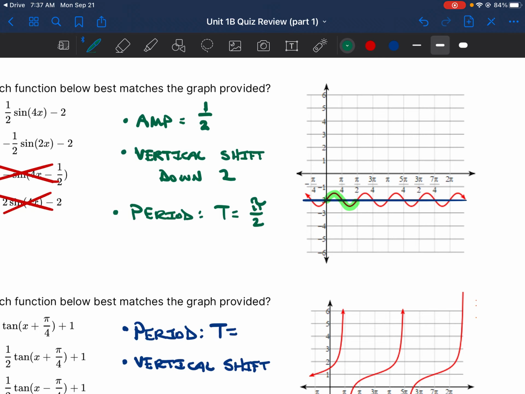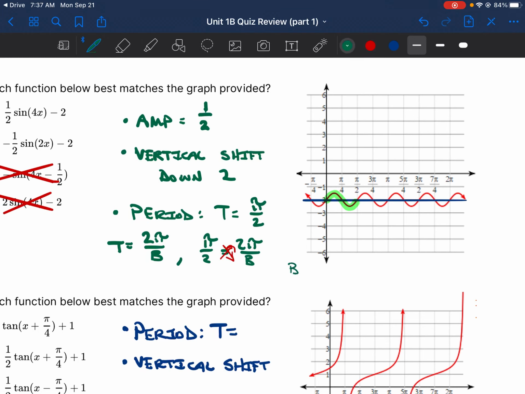Now recall that for sine and cosine, the period is equal to 2 pi divided by b. Since we know that the period is pi over 2, this means that pi over 2 is equal to 2 pi over b. Through cross multiplication, this is what we would get.